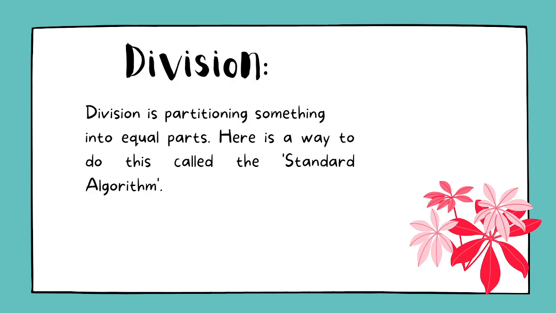Next, let's do division. Division is partitioning something into equal parts. Here's a way to do this called the standard algorithm. It's a way to do division fast. So say they're asking you 486 divided by 6.